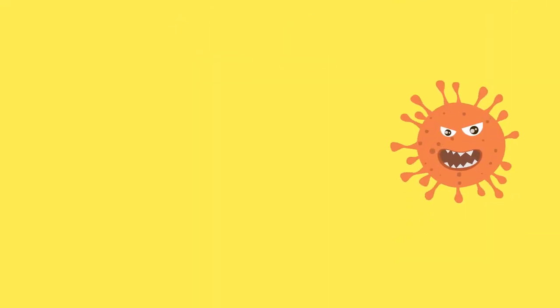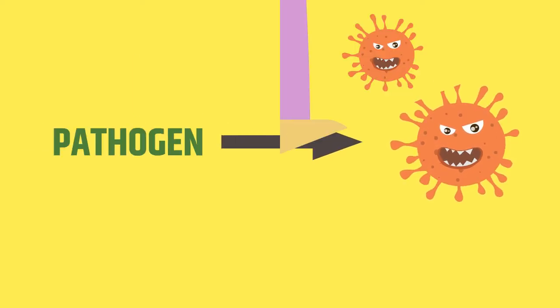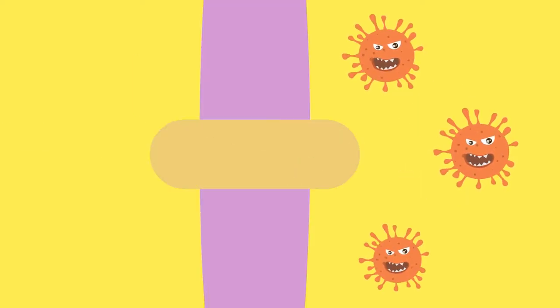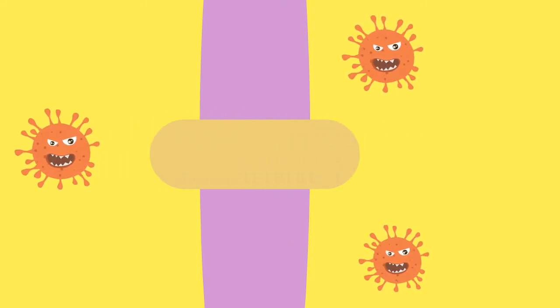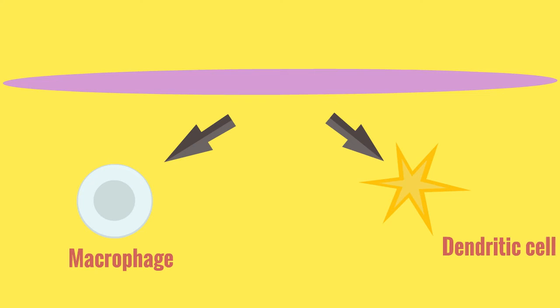So let's say a harmful pathogen comes along and breaches a physical barrier, as shown here. We have resident immune cells that are already present in the tissue. We have macrophages and dendritic cells which send signals to recruit additional immune cells into the tissue. But how does it do this?